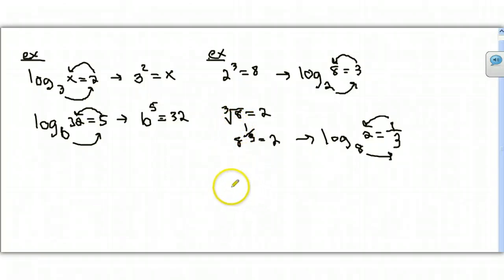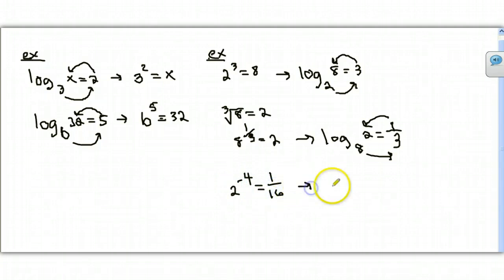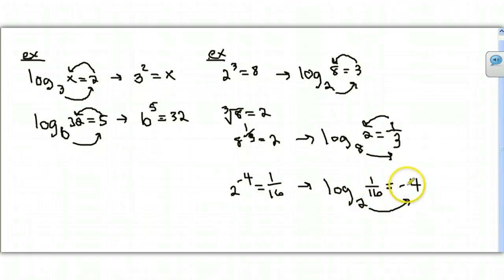So last one, if you got 2 to the -4 equal to 1/16, how would you rewrite that? It's going to be log of what base? Base 2 of what? 1/16 equal to what? -4. So with the recycle method, 2 to the power -4 equals 1/16. And it all makes sense when you rewrite it as a logarithm. Questions on that one?